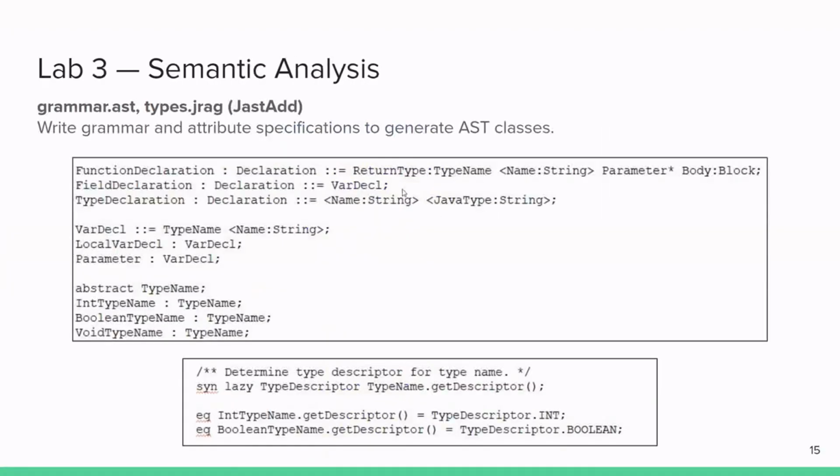Next is semantic analysis in Lab 3. So over here we are using a technology called JustAdd to write grammar and attribute specifications to generate AST classes. So for example, this is some extract grammar that is used to define the AST classes.